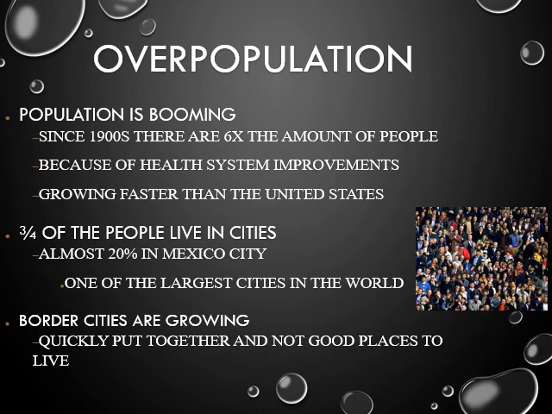In Mexico, the population is growing very, very fast. Since the 1900s, there are about 6 times as many people as there were in the early 1900s. And the reason this is happening is because the health system is improving. So as the health system is improving, people are living longer, and so the same amount of people are being born, but people are just around for longer, and so the population is getting larger and larger and larger.